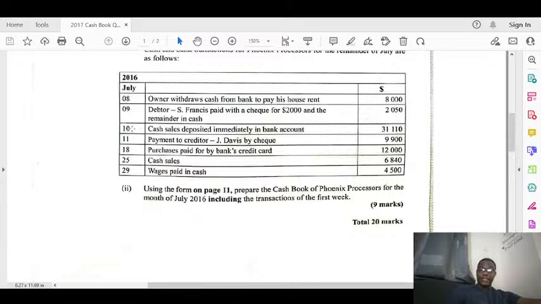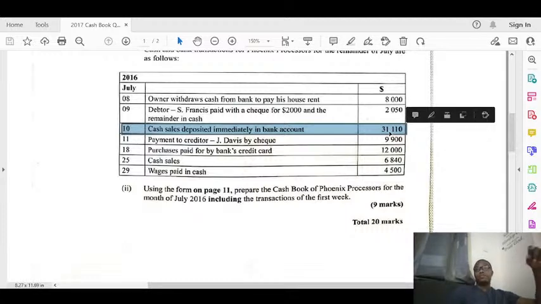Then you have July 10, right? It says cash sales deposited immediately in the bank account, $31,110, right? So you are selling your products or your goods, and you receive the cash, but you deposit it straight to the bank, right? This transaction sometimes tricks students, right, for them to think that it's a contra entry. It's not a contra entry, right?